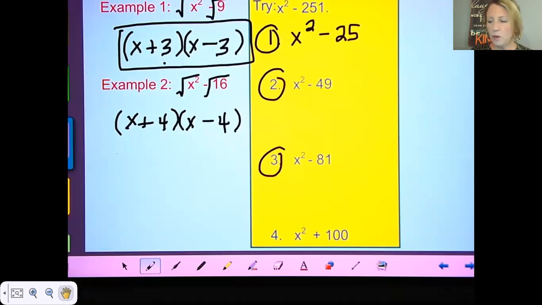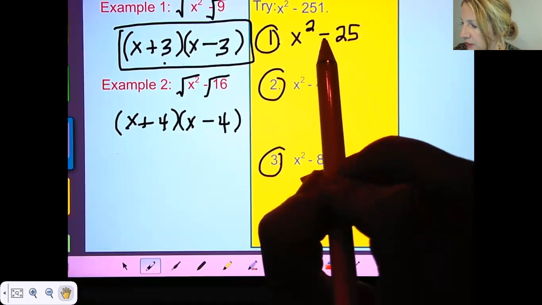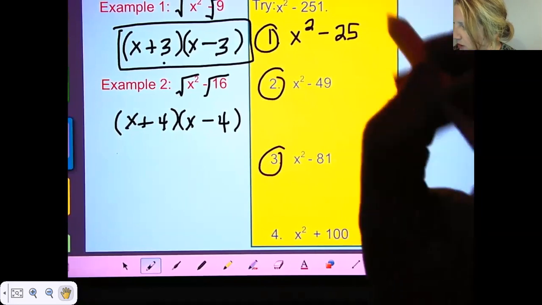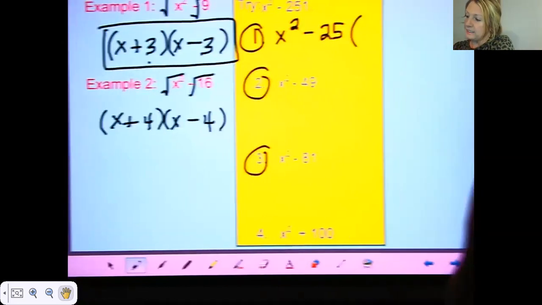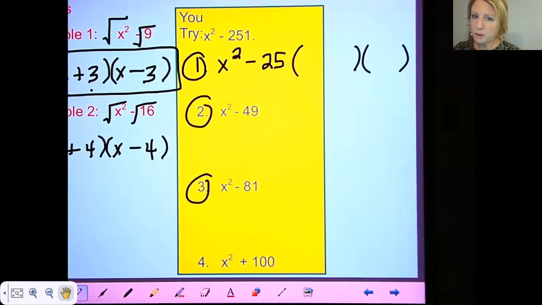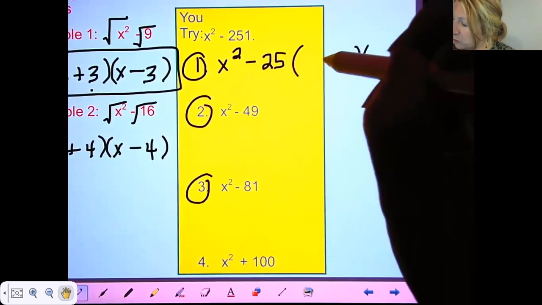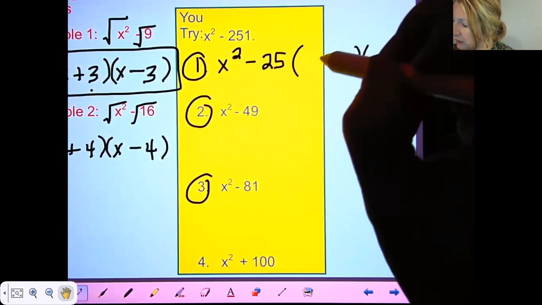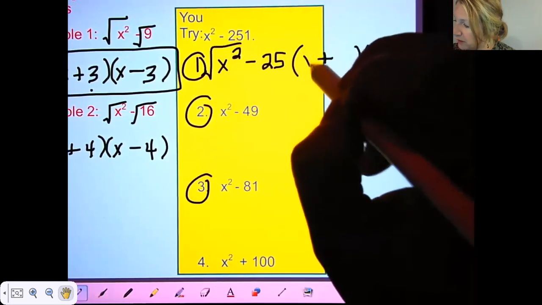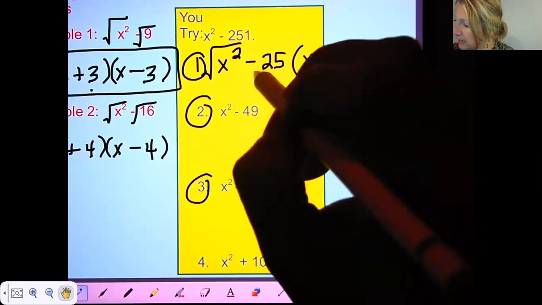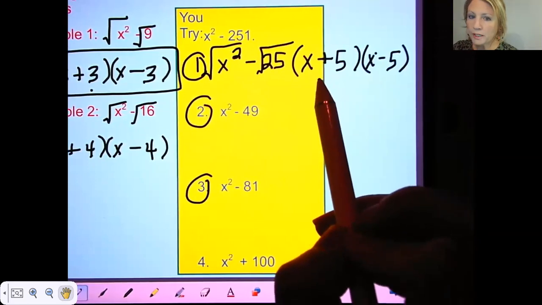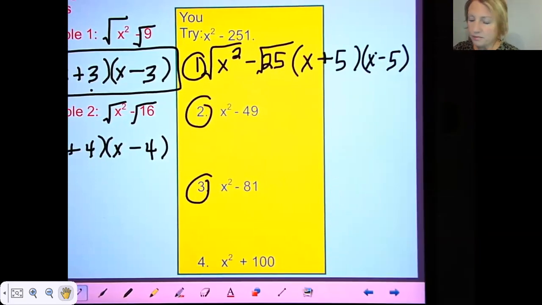Okay, so if you look at number 1, we have a difference of two perfect squares, so I can use this method. I'm just going to come over to the side so I don't run into the next problem. I'm going to go ahead and create my two groups, my two binomials. I know in order for this difference of squares, my middle term is canceled out, so that means my binomials were opposites. And the square root of x squared would just be x, so x times x, and the square root of 25 would be 5 and 5. So our two binomials are x plus 5 times x minus 5.